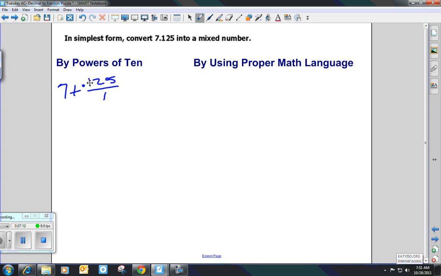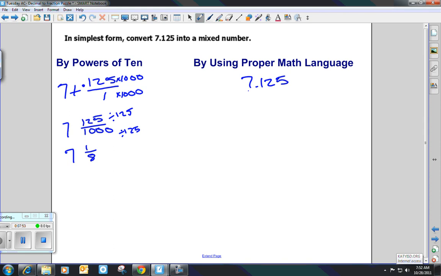So 0.125, once again, 3 decimal places, so times 1,000, and that will be 7 and 125 over 1,000. And then we're going to simplify this. We're going to divide by 125, actually, and we'll end up with 7 and 1/8. Okay, so if we divide by 125 on top and divide by 125 on the bottom, we'll get 7 and 1/8.